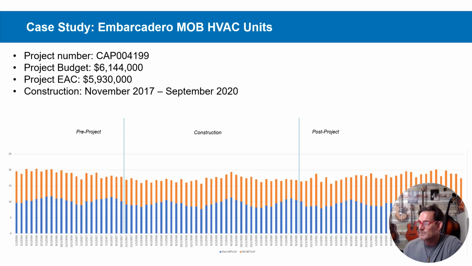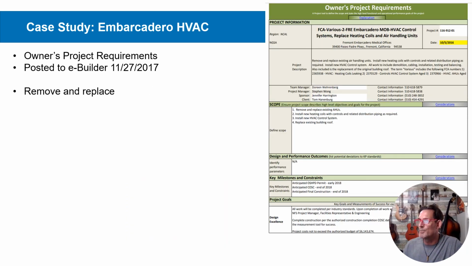Pre-project construction period, very long construction period, and post-project construction period. We have energy for both of those periods, but this is energy for the whole hospital. It's not energy for the Embarcadero MOB. This was a pure remove and replace owner's project requirements. That's all it was. It just says remove and replace. There's no reference to energy, not even any reference to efficiency of the boiler itself.